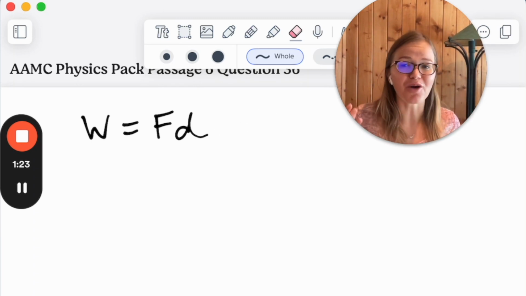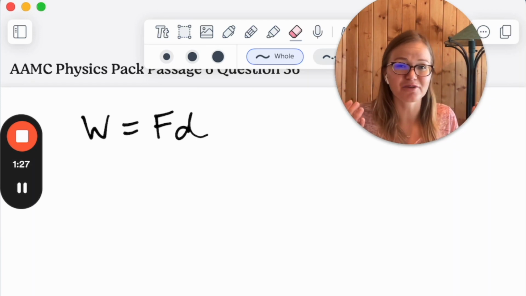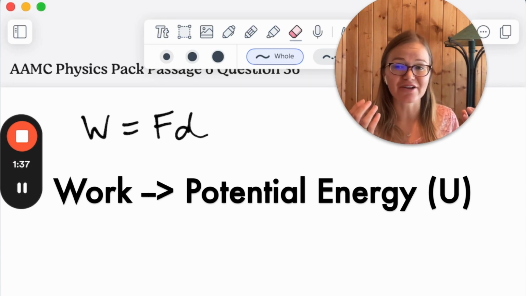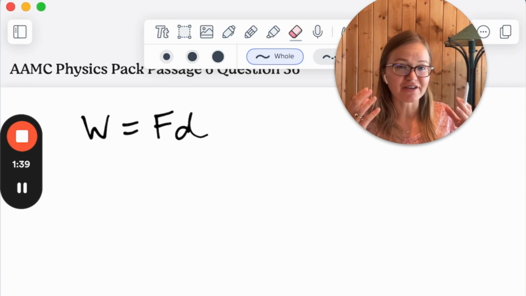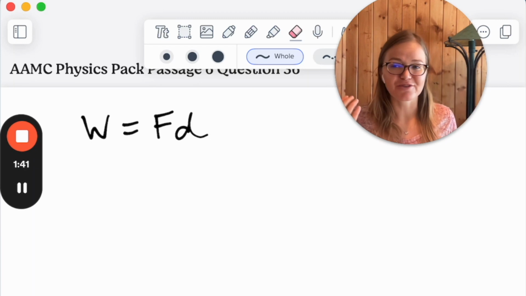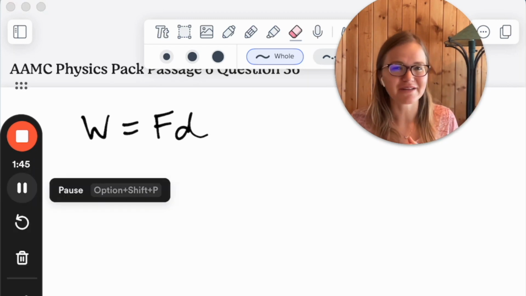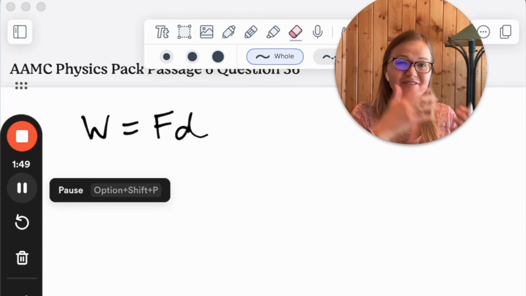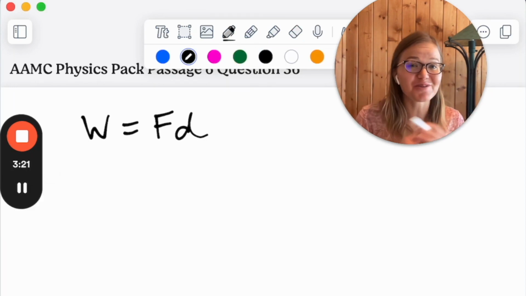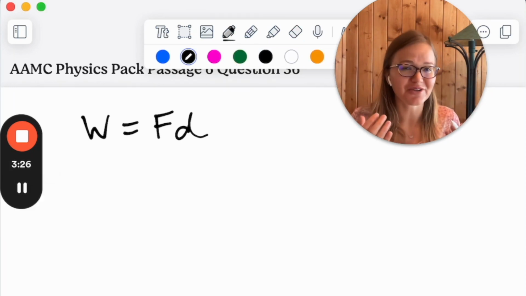So whenever you do work on a system, that work has to go somewhere. That effort you put in, it's got to go somewhere. Energy is conserved, right? Energy is not created or destroyed. So what happens when you do work on a system is that work gets converted into potential energy. And that potential energy is just stored energy that can be used later. So in the case of electrical potential energy, the work that we're going to be doing is moving charges against a charge gradient.